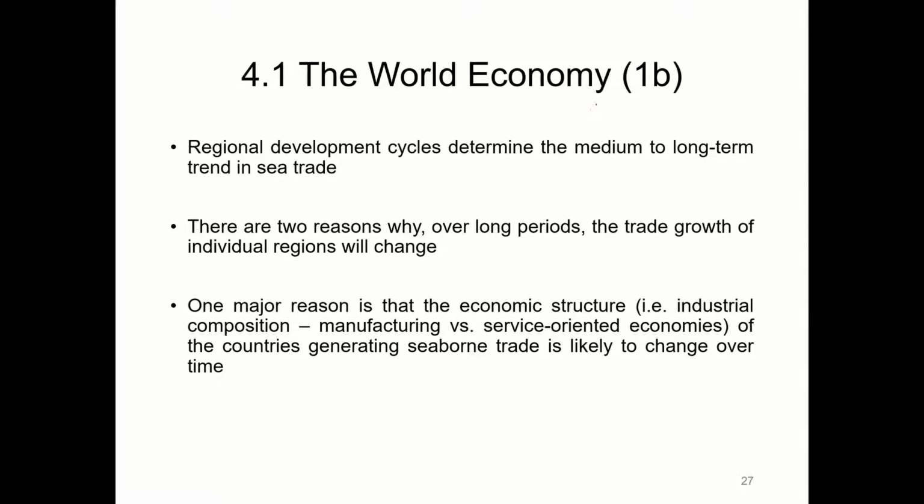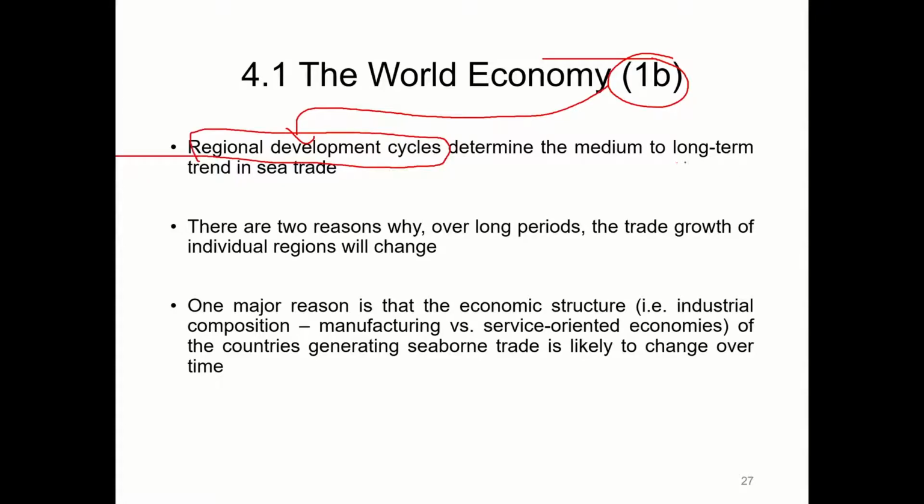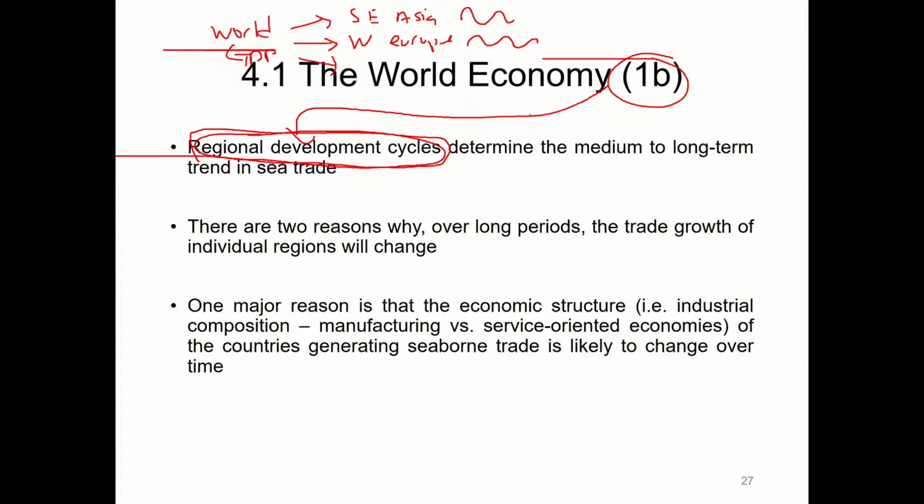So we have now completed World Economy 1A, which is about the business cycle influencing short-term trend in sea trade. We'll now look at World Economy 1B, whereby we focus on regional development cycles, which determine the medium to long-term trend in sea trade. So here we are splitting the world economy, the world GDP, into different regions. For instance, Southeast Asia or Western Europe. So we are looking at their individual cycles.